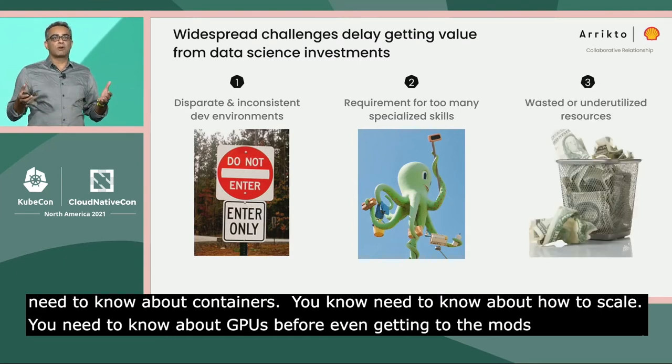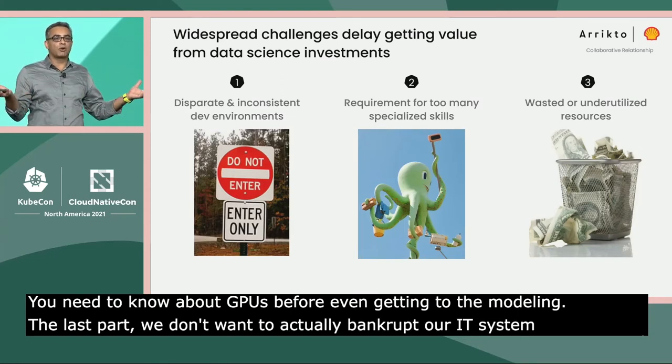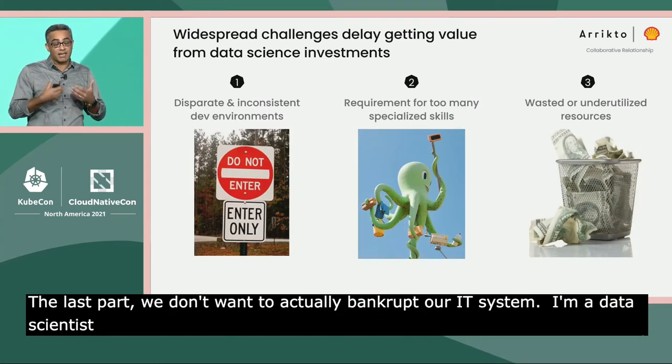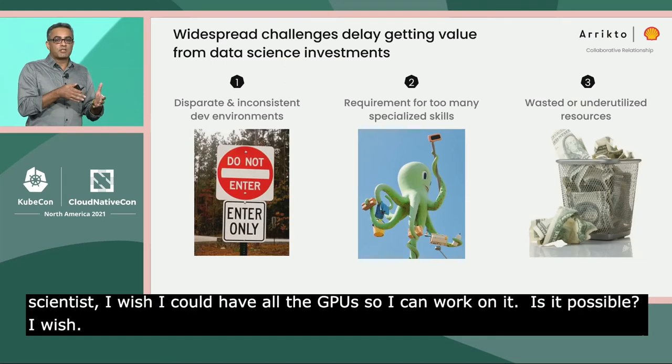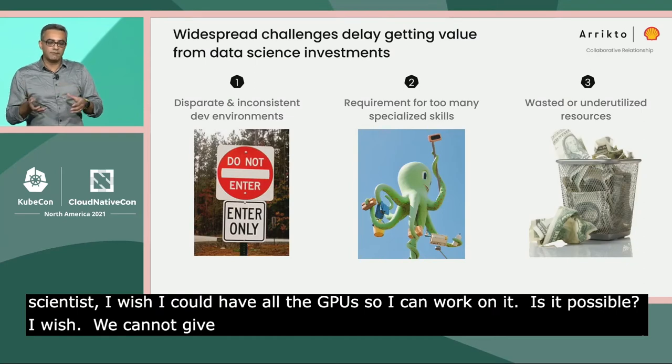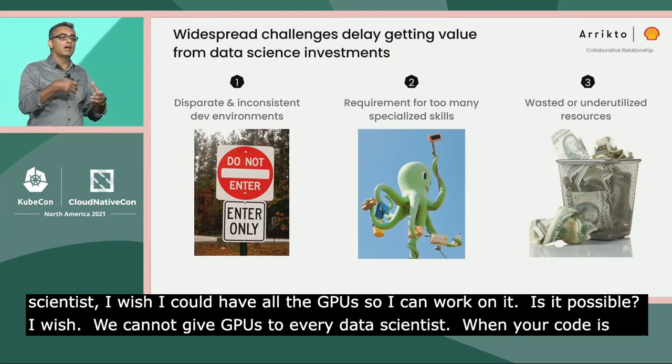And of course, the last part, we don't want to actually bankrupt our IT system. I'm a data scientist, I'm a very selfish person. I wish I could have all the GPUs around the world dedicated to me, so I can work on it, but is it possible? I wish. We cannot give a couple of GPUs to every data scientist. On top of that, machine learning is a very spiky process. When your code is ready and it's in production, you just need a couple of CPUs to have it running.